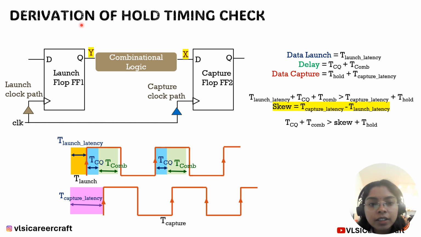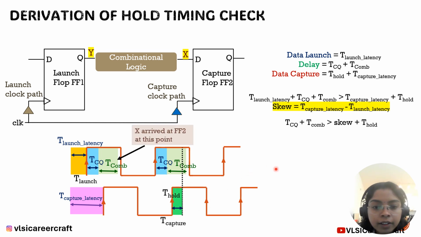So now let's derive the hold timing check equation. Let's say two data, X and Y, are coming one after the other in this design. We have two clock cycles to observe how the data is launched and how the data is captured. We have already defined the hold time, that is nothing but the certain amount of time data needs to be held stable after the clock edge arrives at the capture flop.